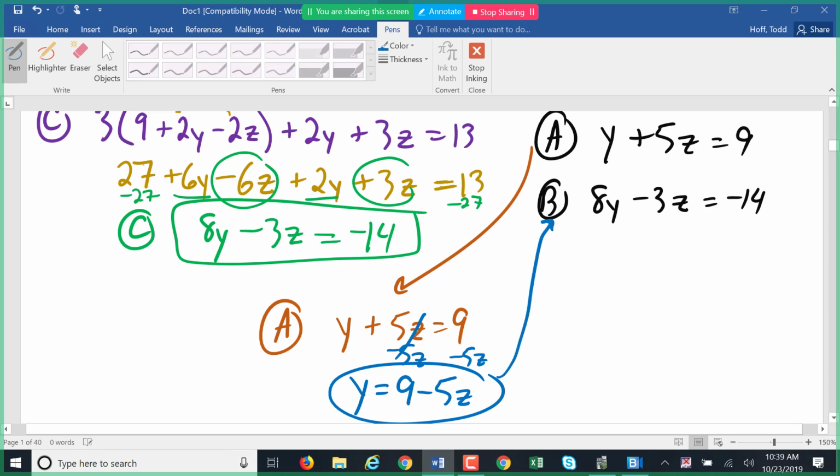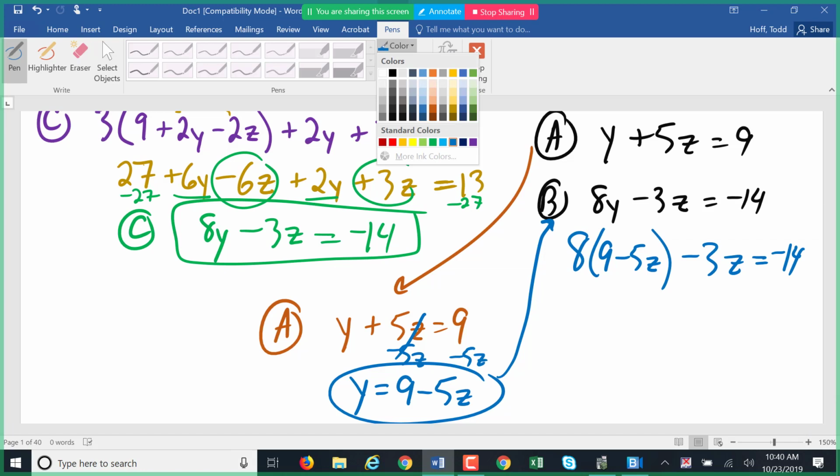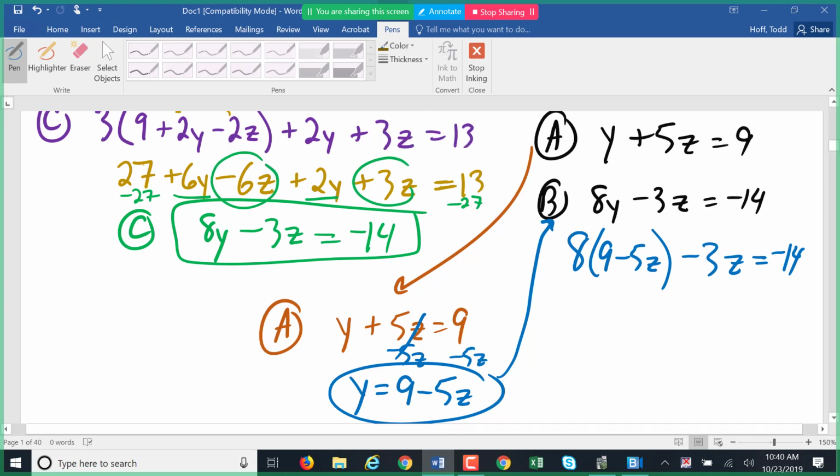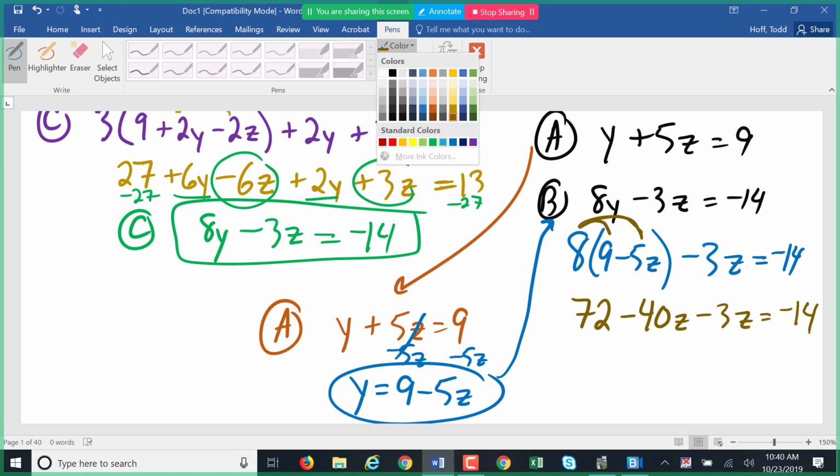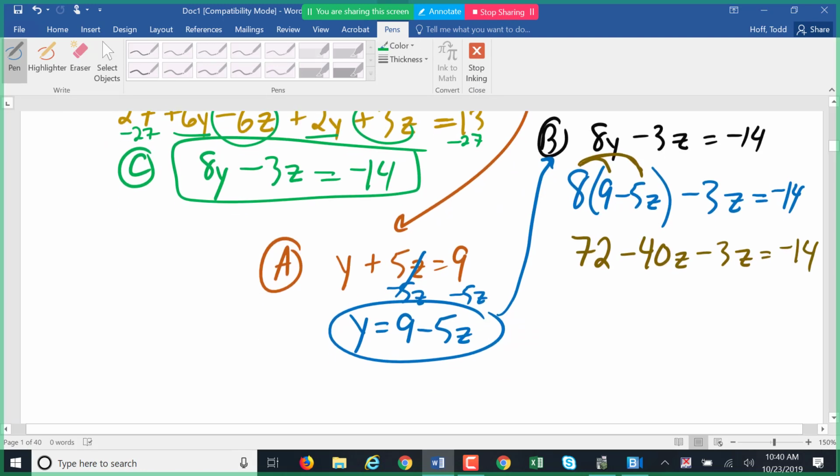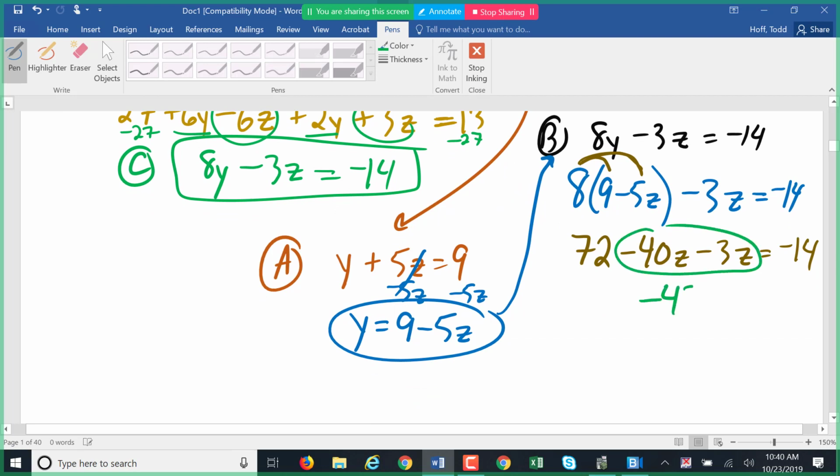So now I have to substitute that back into the other equation. So B becomes 8, instead of y, it's going to be 9 minus 5z, minus the 3z equals a negative 14. Now we combine what we can on each side. So I'm going to distribute the 8. 8 times 9 is 72. 8 times negative 5z is a negative 40z, minus 3z equals a negative 14. Still have more that we can combine there. Negative 40z and negative 3z makes a negative 43z. Still have the 72, and this equals a negative 14.